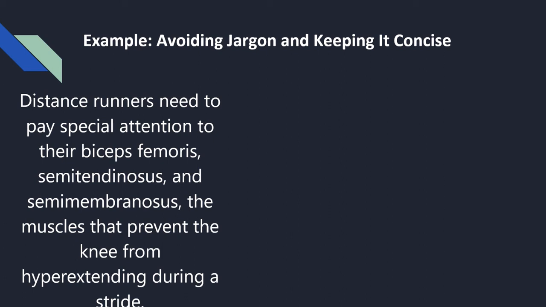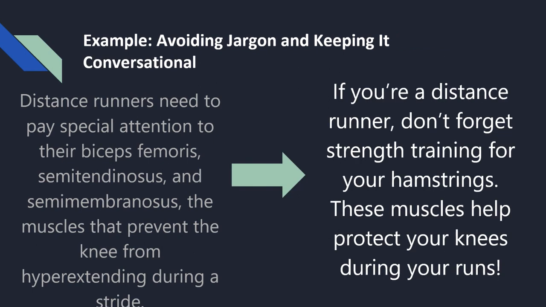So, let's revise the statement using plain language principles. We can refer to those three muscles as one group, just called the hamstrings. We really want our audience to know that neglecting their hamstrings can lead to a significant injury that will take them out of their race. We don't have to call it hyperextension. We don't have to use any specific words. We can just tell them that this is going to help you prevent a knee injury.